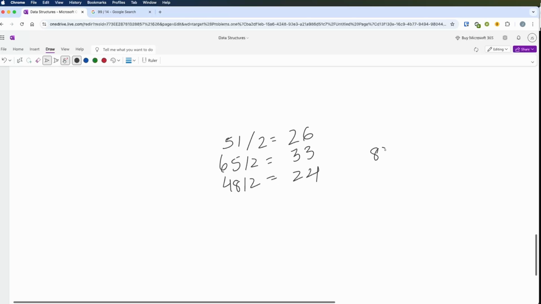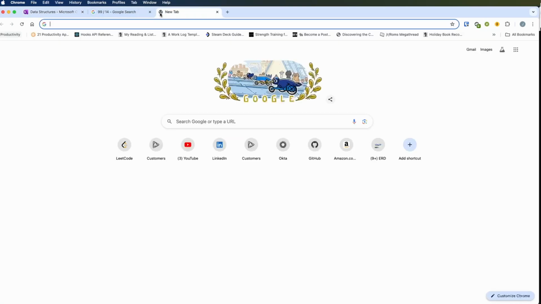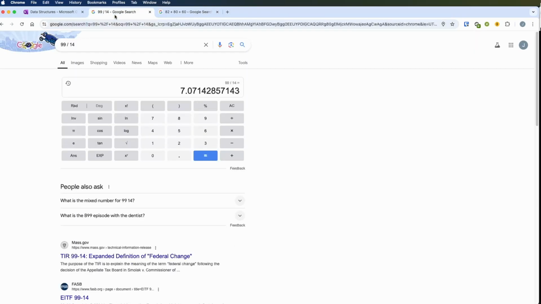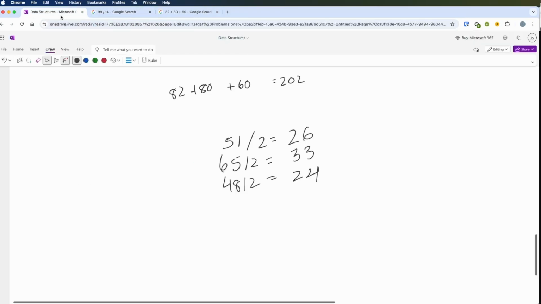So we can do 82. So overall the total damage is 82 plus 80 plus 60. So this is 162... equals 202, right? I did my math wrong. 82 plus 80 plus 62. 82 plus 80 plus 60 is 222. Oops.